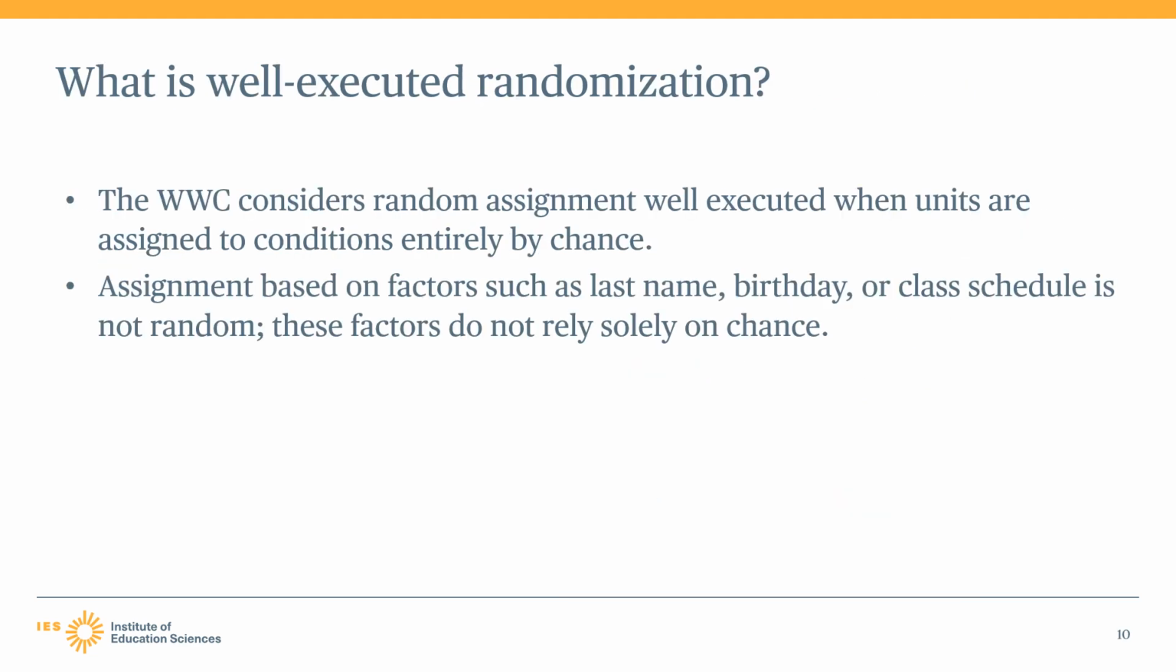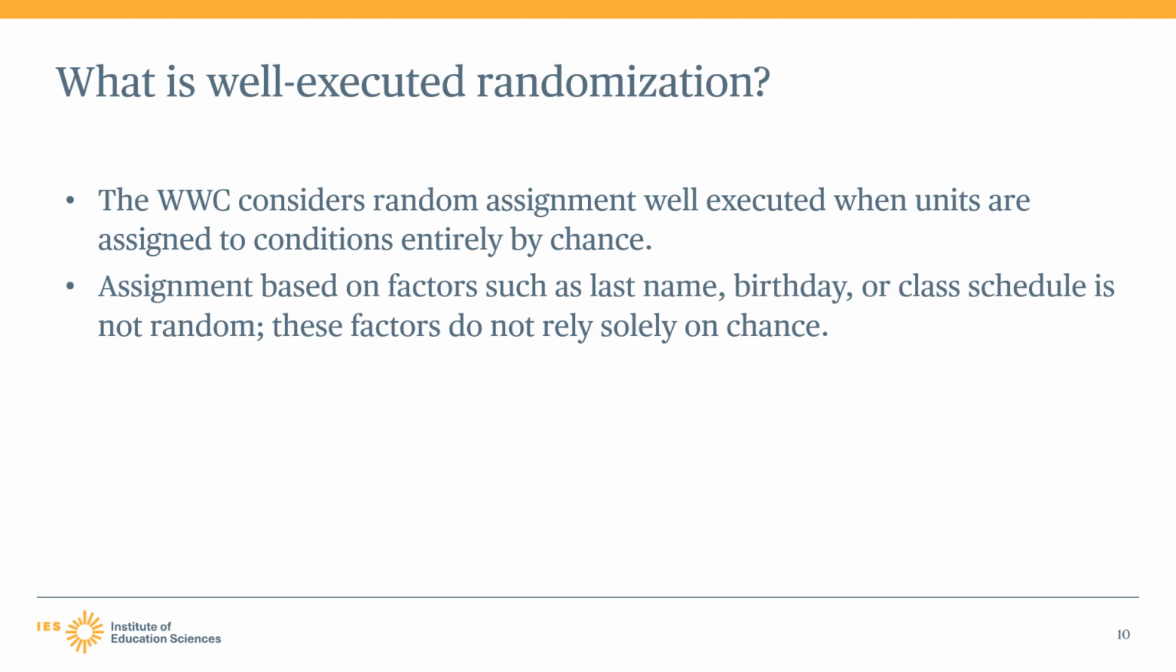Of course, randomization doesn't always go smoothly. So the WWC always assesses whether randomization was well executed using two criteria. First, the study must assign units entirely by chance. For example, a study might use a random process like a series of coin flips to do this.